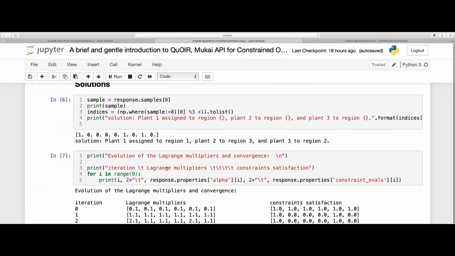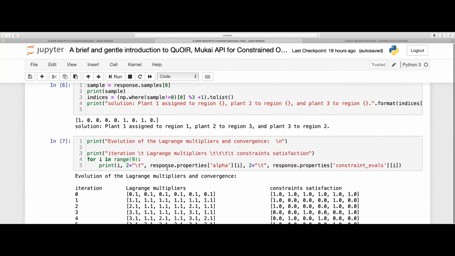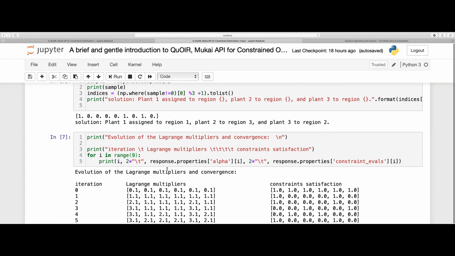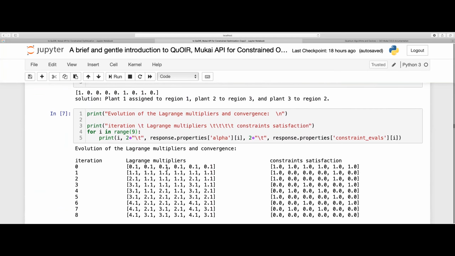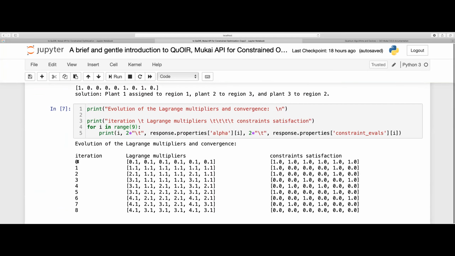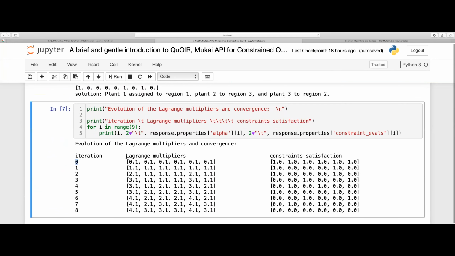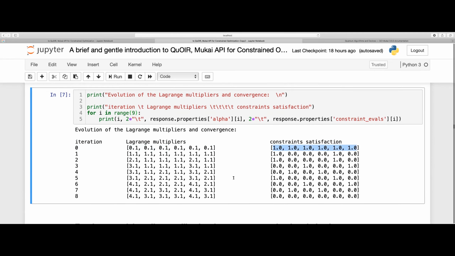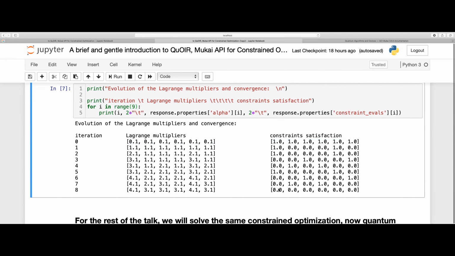What I can do also is track the evolution of the Lagrange multipliers throughout the process. And for instance, I can see at the very beginning my initial set of Lagrange multipliers. I have 6 of them because I have 6 constraints, and I can see the constraints are not satisfied. Now, if I go all the way down, I see all my constraints are satisfied. And this is the final set of the Lagrange multipliers.